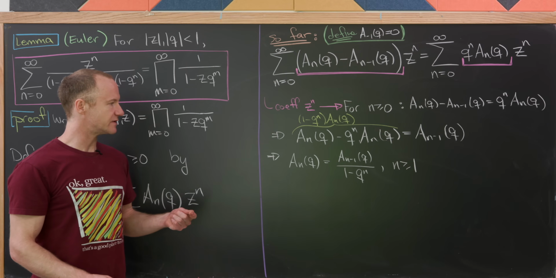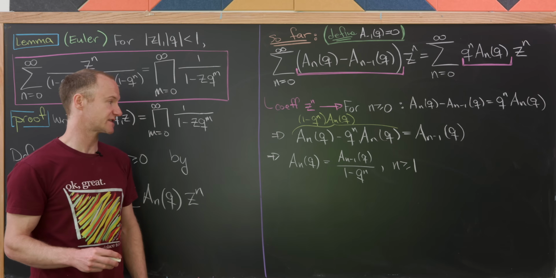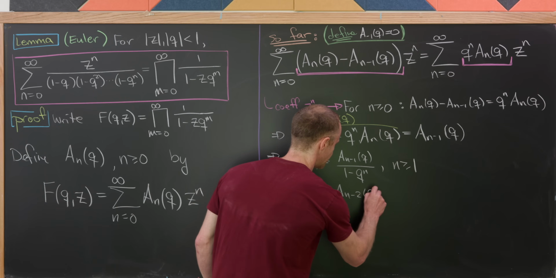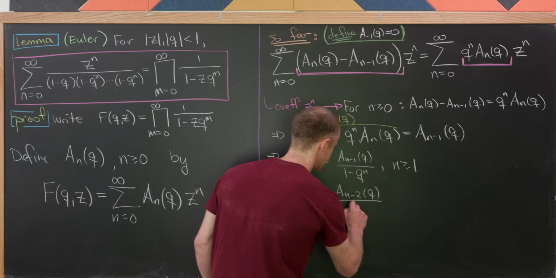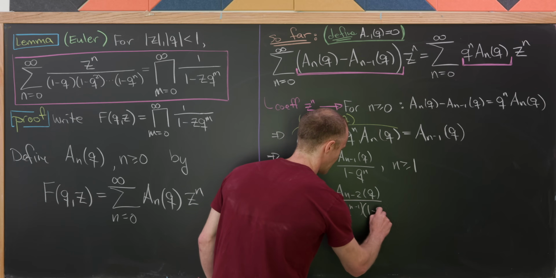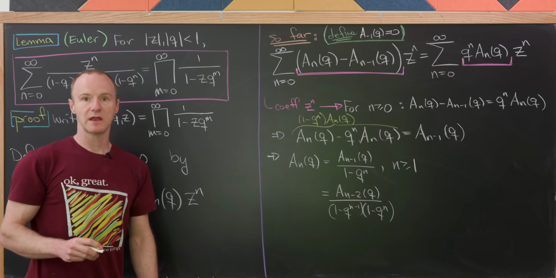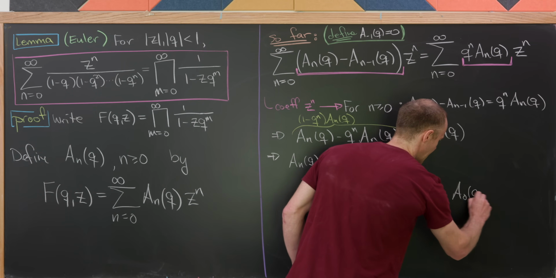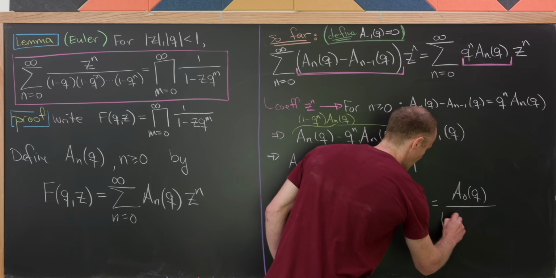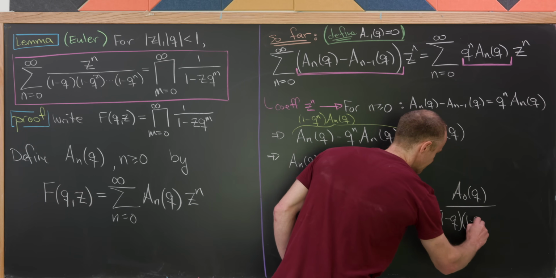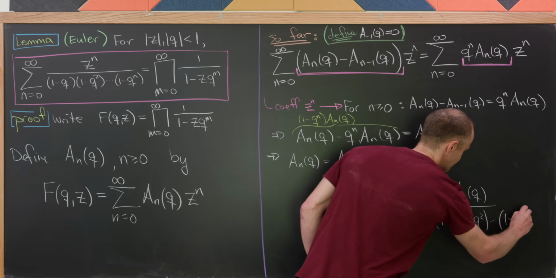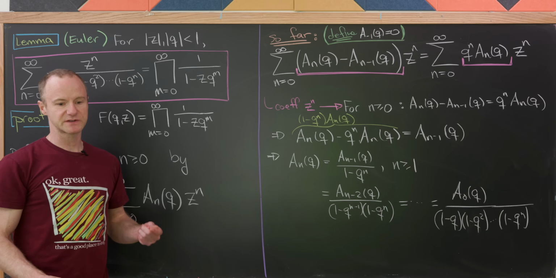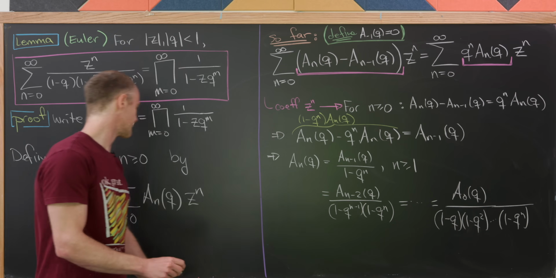But now what we can do is continually apply this recursion. So notice now we could write this as a_{n-2}(q) over 1 minus q^{n-1} times 1 minus q^n. And then we can keep doing this on and on and on. What we'll end up with is a_0(q) over 1 minus q times 1 minus q squared all the way up to 1 minus q^n. Nice. But now all we have to do is figure out what a_0(q) is.